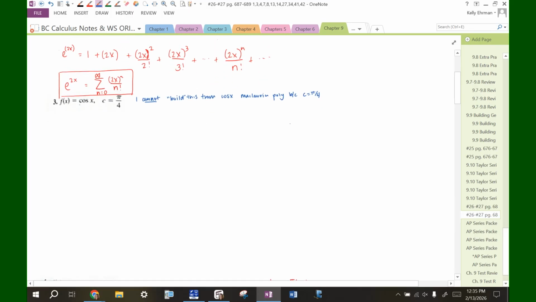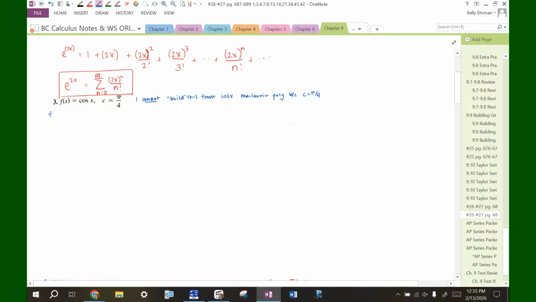The next one is f of x equals cosine x. And we do have a Maclaurin series memorized for this, but this one is not Maclaurin. It's centered at c equals pi over 4 instead of centered at 0. So I cannot build this. I need to go and do this the long way. And how many of these derivatives do I need to take? It's just enough until you can figure out what the pattern is, really.